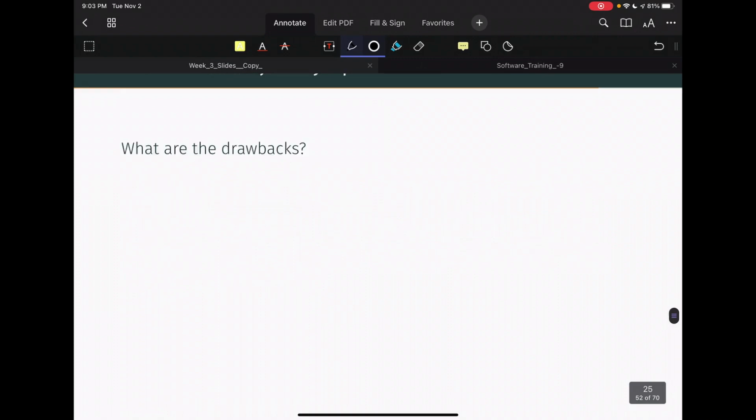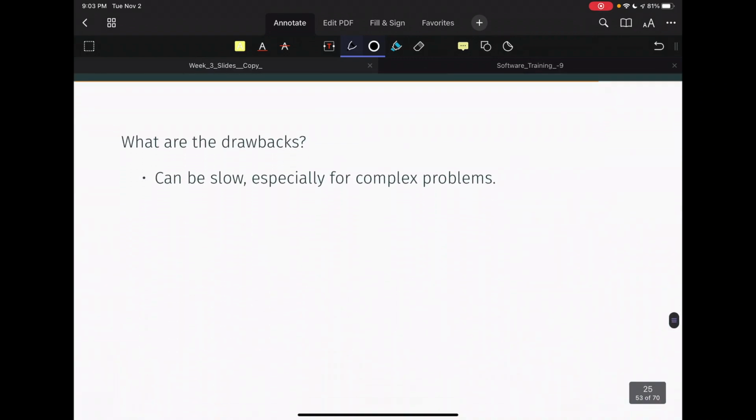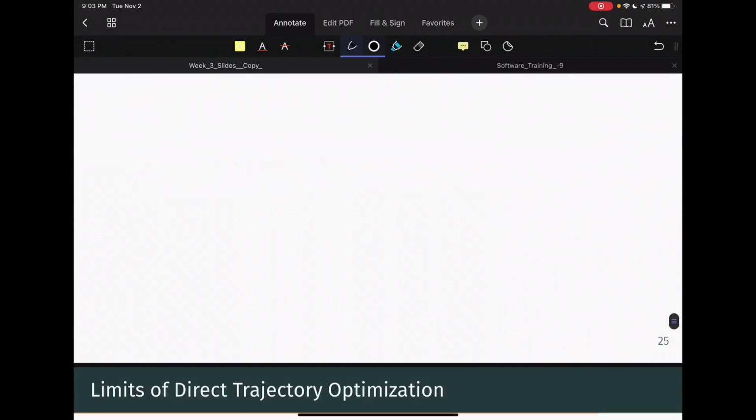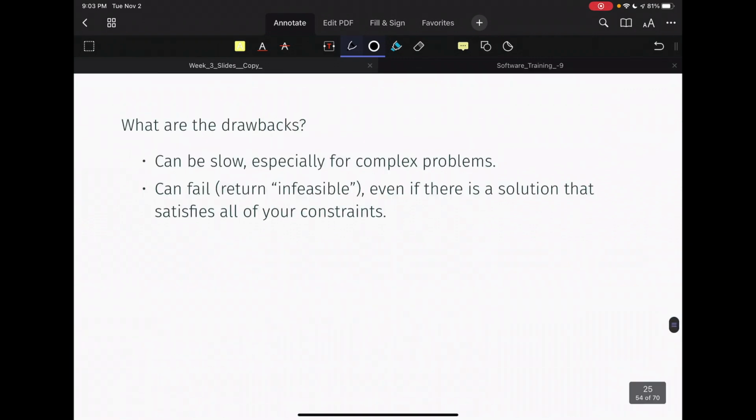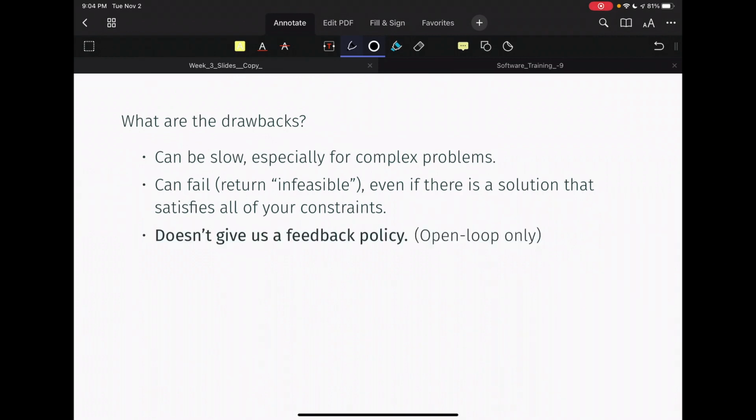So what are some of the drawbacks? They can be especially slow. Since we aren't using some structure of our problem, for really complicated controls problems, these can take a long time to solve. They can also fail. You're not guaranteed to succeed. Depending on your problem definition, you might find a solution that is infeasible or doesn't satisfy your constraints, and they'll just fail. And this doesn't give us a feedback policy. It only gives us that open loop control. Remember, that's when I figure out what my control should be, close my eyes, and then apply the controls without getting any new sensor information in.